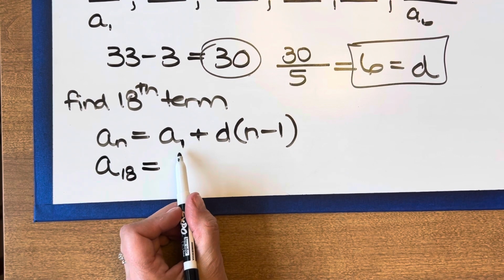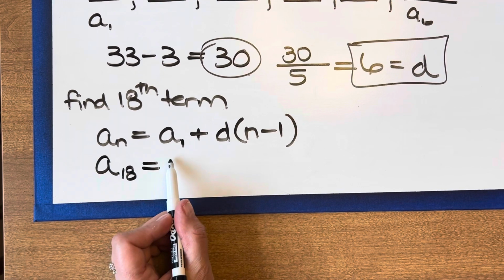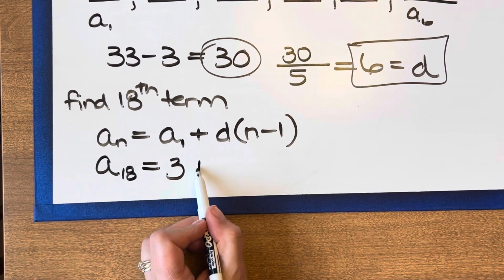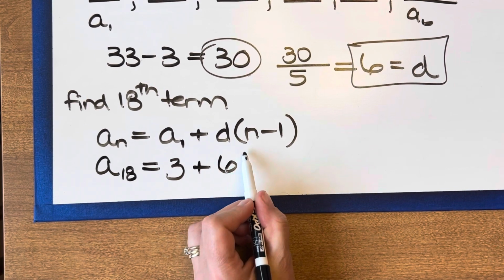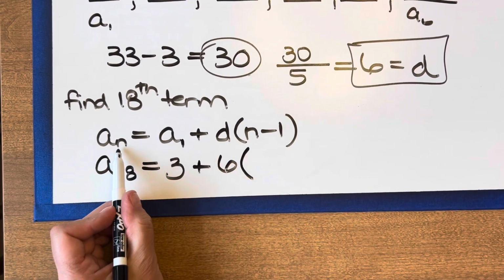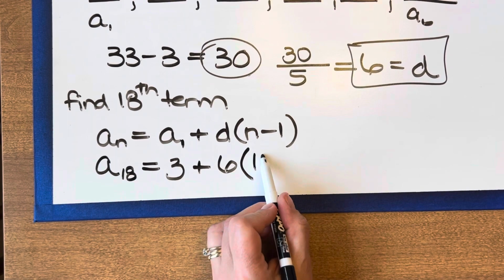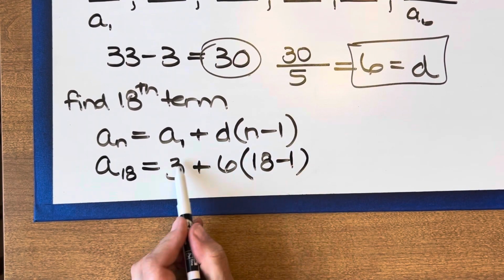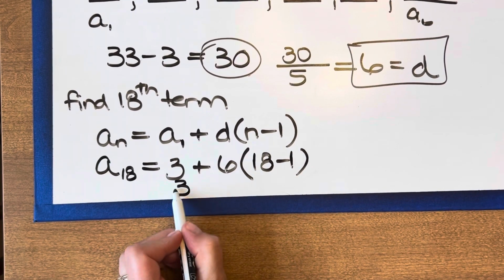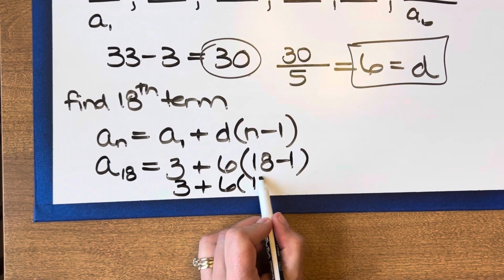The a sub 1 is the first term in our sequence, which in this case was 3. The d was the difference that we've just found, which is 6. And this n is the same as this n, the 18th term. So I'm going to do 18 minus 1. So really, I just need to simplify over here. So I have 3 plus 6 times 17.